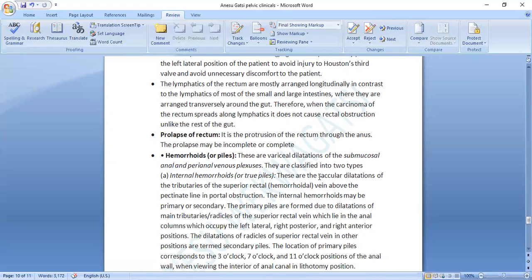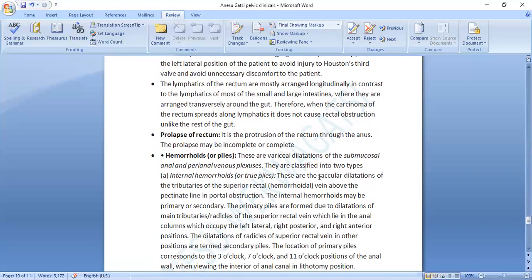So you classify them into internal, that are the true piles, or external, the false piles. These are different in terms of what they react to and what causes them. The internal hemorrhoids, the true piles, are circular dilatations of the tributaries of the superior rectal vein, above the pectinate line, seen in portal obstruction, as opposed to the external ones that would be below the pectinate line and are tributaries of the inferior rectal vein. They may be primary or secondary, which we talked about shortly.